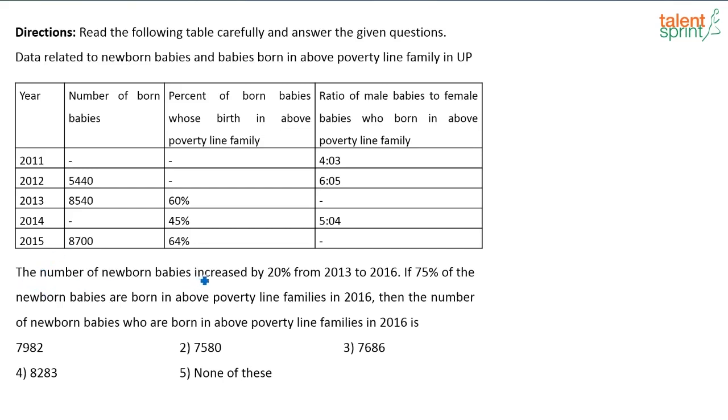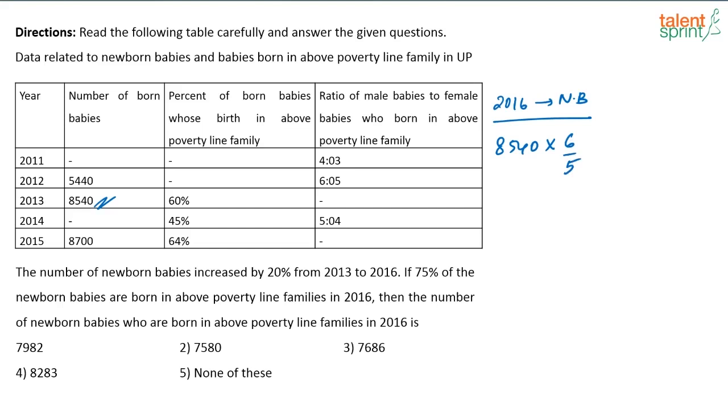What is given here? The number of newborn babies increased by 20% from 2013 to 2016. In 2013, how many newborn babies are born? 8540. So in 2016, how many newborn babies were born? 20% more than this, right? Or 8540 into 120 by 100. Now 120 by 100 in terms of fractions is nothing but 6 by 5.